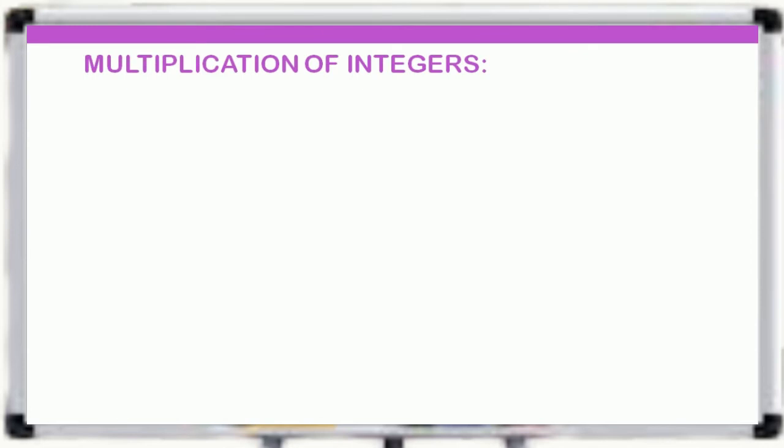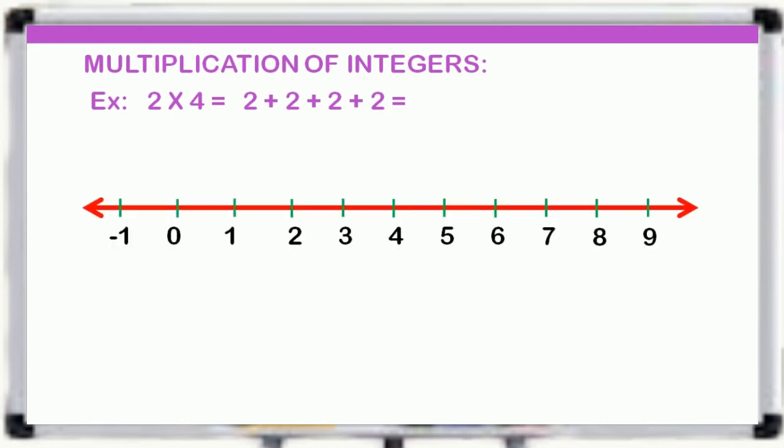Now, next topic, multiplication of integers. How to multiply two integers? Here, take two integers. One integer is 2, another integer is 4. These two are positive integers. So here you have to multiply these two positive integers. 2 multiply 4. That means we have to write 2 multiply 4 as 2 plus 2 plus 2 plus 2, 2 four times here. So draw a number line.